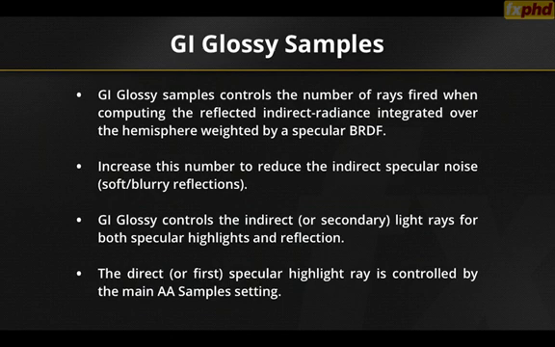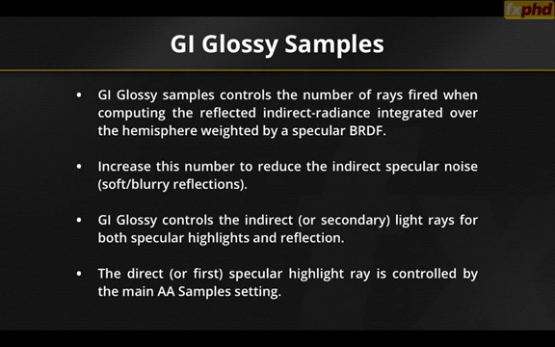Glossy samples are what we're talking about when we're talking about specular or reflection information. The glossy samples control the number of rays fired when computing the reflected indirect radiance integrated over the hemisphere weighted by a specular BRDF. Increase this number to reduce the direct specular noise, and to reduce the indirect specular noise, which would basically be soft or blurry reflections.